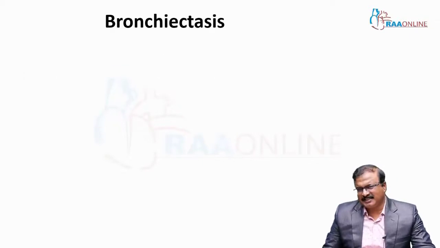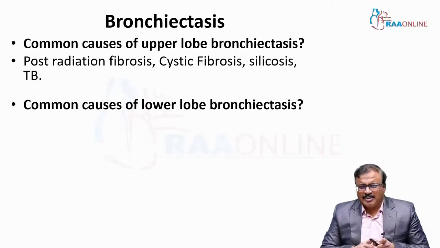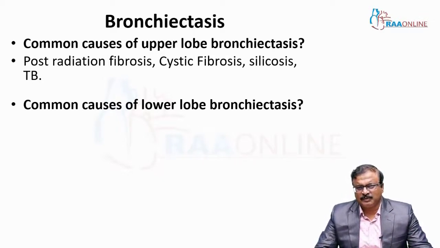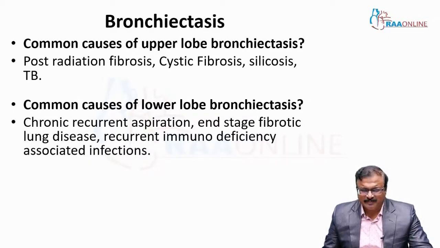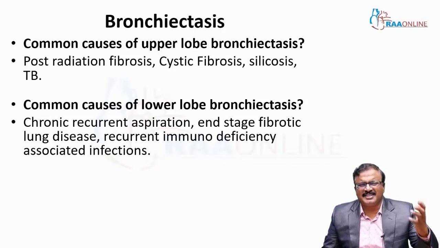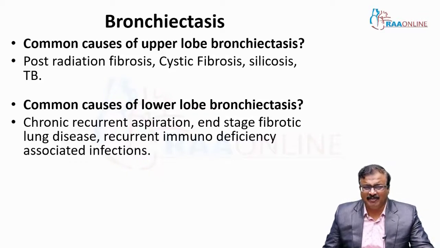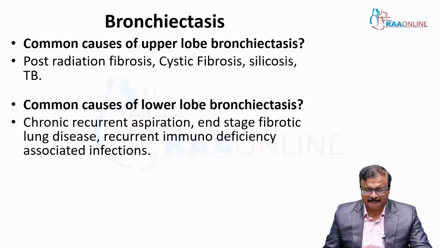In bronchiectasis, what are the causes of upper lobe bronchiectasis? Post-radiation fibrosis, cystic fibrosis, silicosis, TB. Lower lobe bronchiectasis, you get in chronic recurrent aspiration, end-stage fibrotic lung disease, recurrent immunodeficiency associated infections. Classically Pseudomonas and other gram-negative infections. It could be staph infections also. Immunodeficiency associated infections.